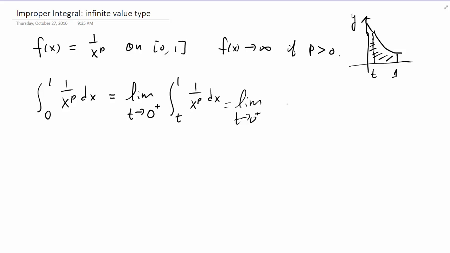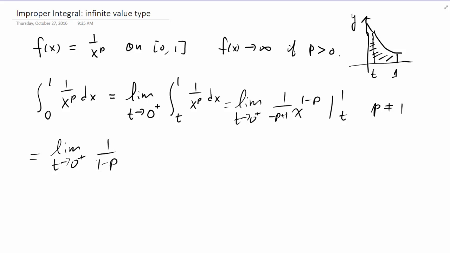We have again the same antiderivative, so we have 1 over negative p plus 1 times x to the negative p plus 1. Then we plug in 1 and t. Again, p cannot be 1, otherwise we have 0 in the denominator. And then this is equal to the following limit, as t approaches 0. When we plug in 1, we get 1 over 1 minus p.